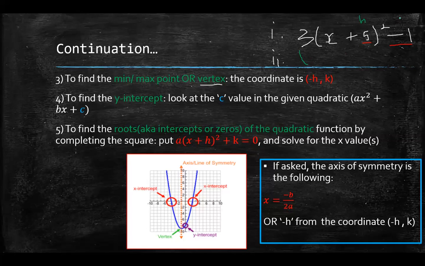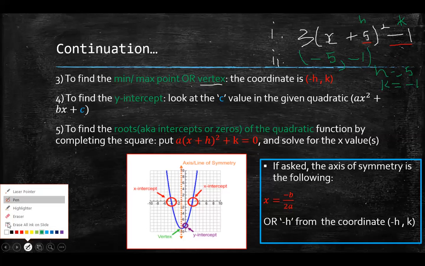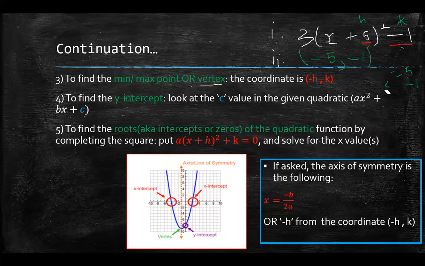So if I wanted minus h, k, what would the coordinate be? This is h and this is k. Minus 5, and k is minus 1. The k doesn't change, it remains the same. So this would remain minus 1. Everybody understands that? I'll do another one. Everybody understands this? Yes, miss.